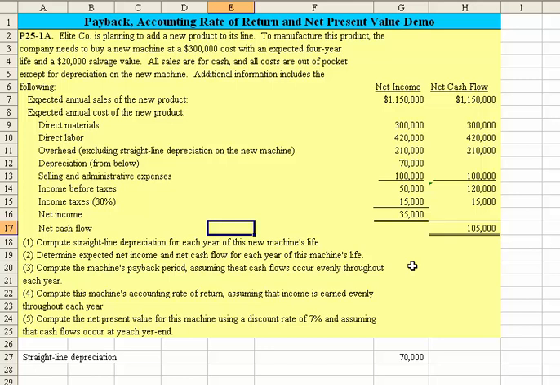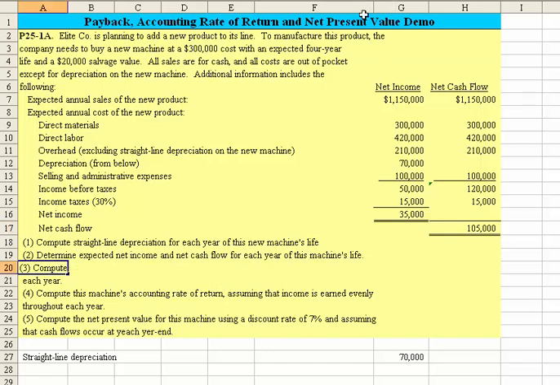Okay, now let's take a look at part 3 next. Now let's compute the machine's payback period, assuming that cash flow occurs evenly throughout the year. And I see I have another typo, so let me get rid of that. Okay, now what I'm going to do is slide so we get a little bit more room here.